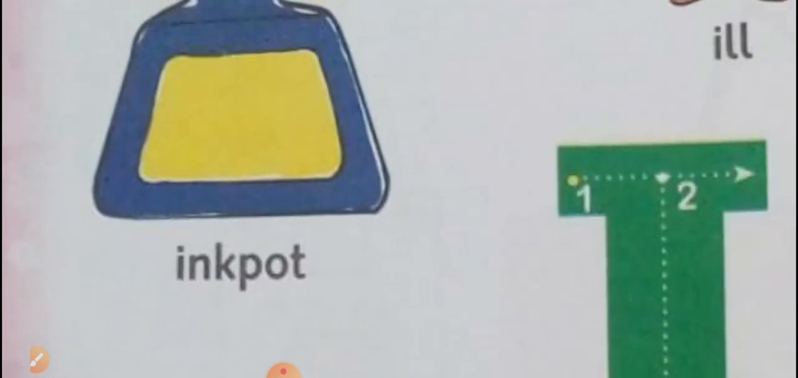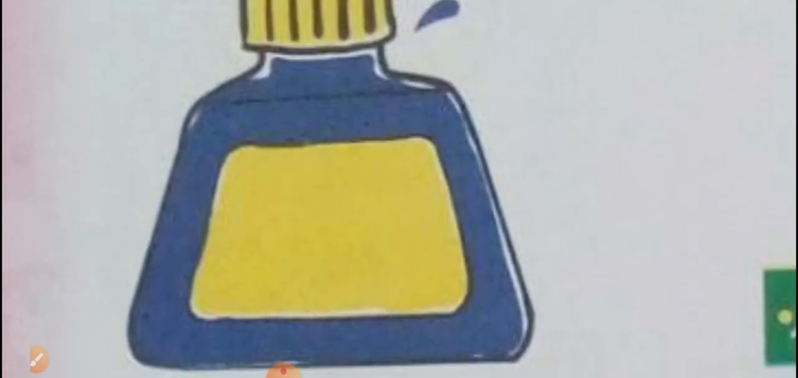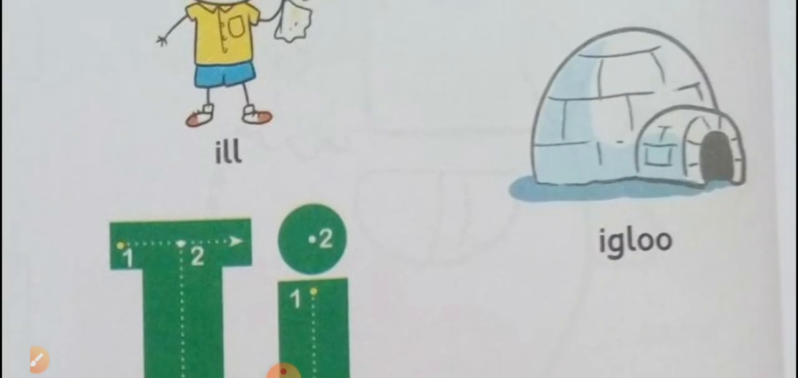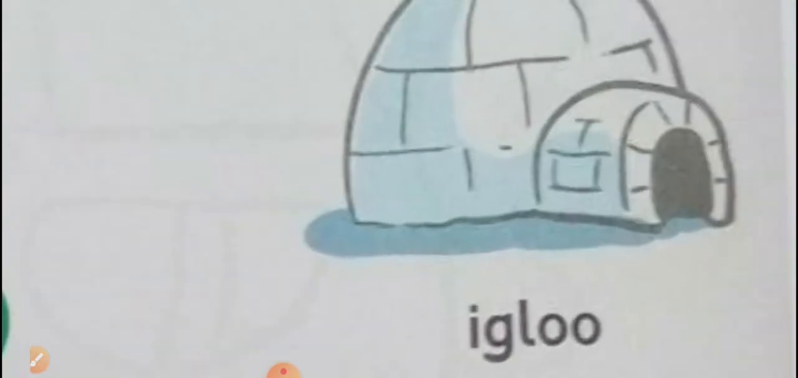There is ink inside this bottle and we use the ink in writing. Yes. Have you seen a ball pen in your parents' hand or your brother or sister's hand? So how do we write? We write it with the help of ink. So this is an ink pot. A bottle of ink. Ink.